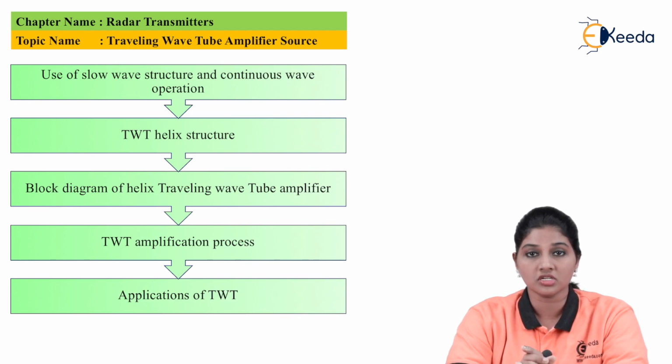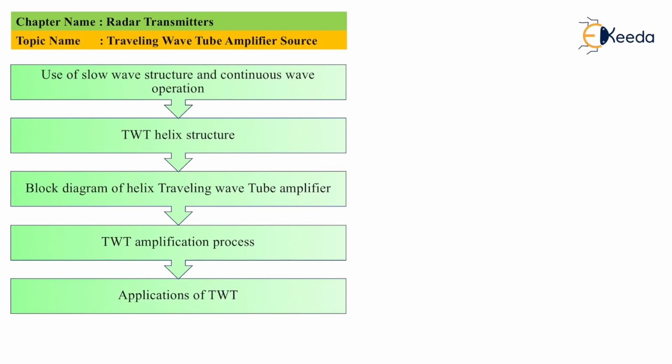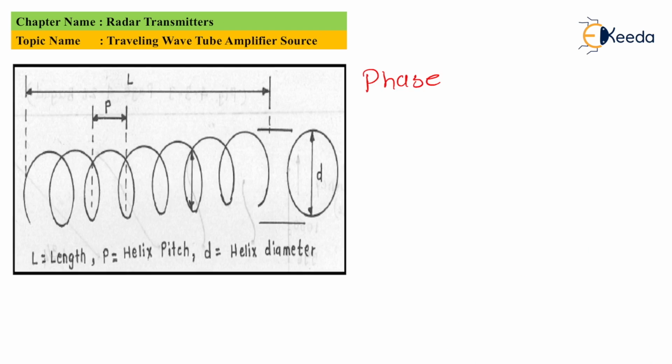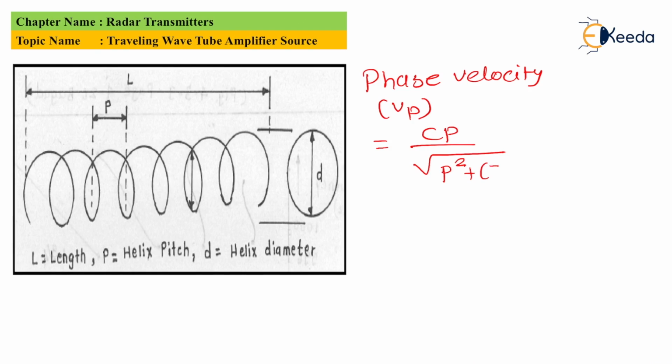wave tube. The single helix structure is made up of a material like tungsten, and in this case the phase velocity is given by Vp, that is the phase velocity. So Vp is equal to c times p divided by the square root of p squared plus (pi d) squared, where p is the helix pitch, d is the diameter of the helix, and Vp is the phase velocity.